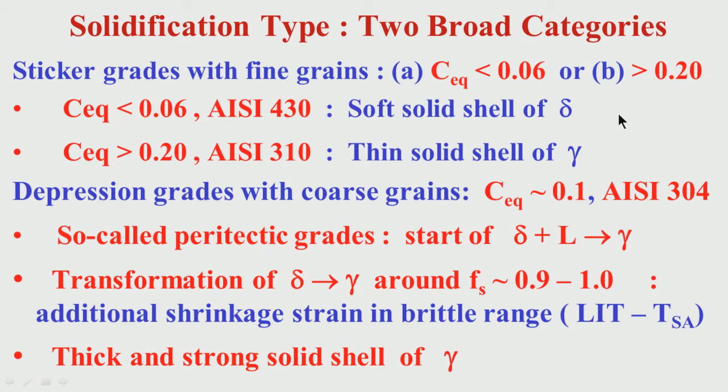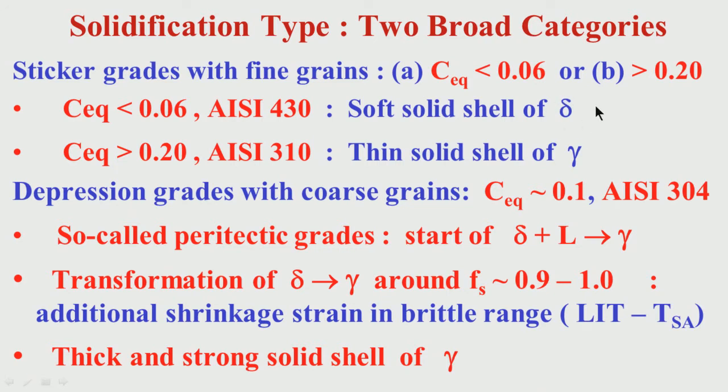So what are the chemistry ranges? For carbon equivalent less than 0.06, or more than 0.2, in these chemistry regions we have sticking tendency and fine cast grains. For carbon equivalent less than 0.6, or say 430 stainless steel, as I have explained, we have a soft solid shell of delta.